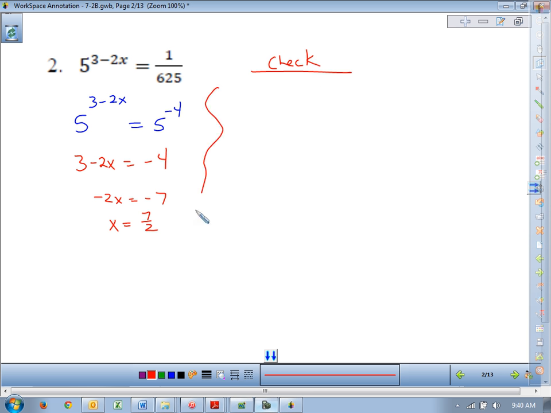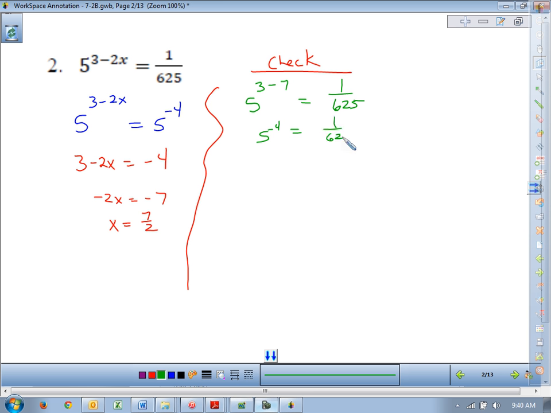And let's check to see if that works. So I got 5 to the 3 minus, boy, I like that times 2, and that's a 7/2 right there. What is that really? 2 times 7/2 is really 7, right? And it was the minus. I want to see if that equals 1 over 625. That's really 5 to the negative 4th.